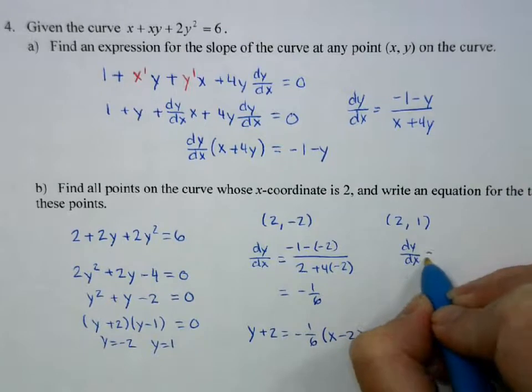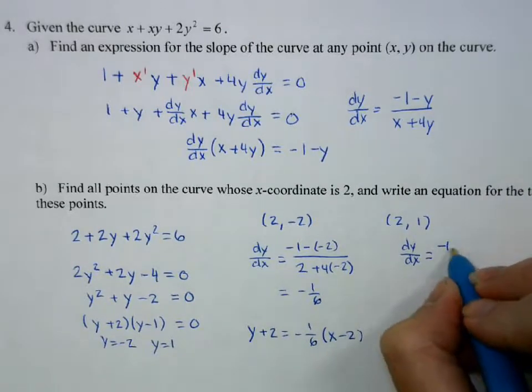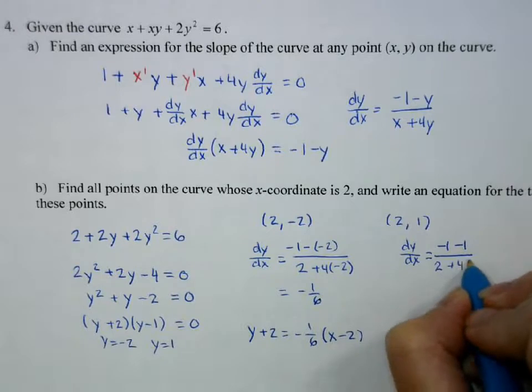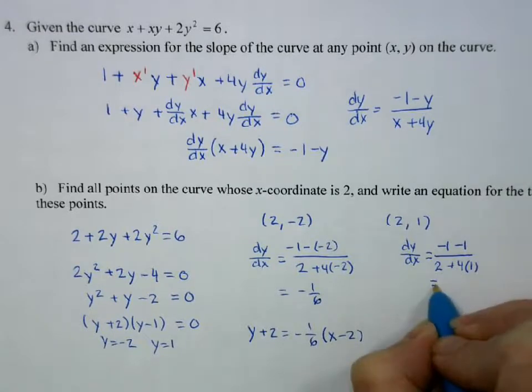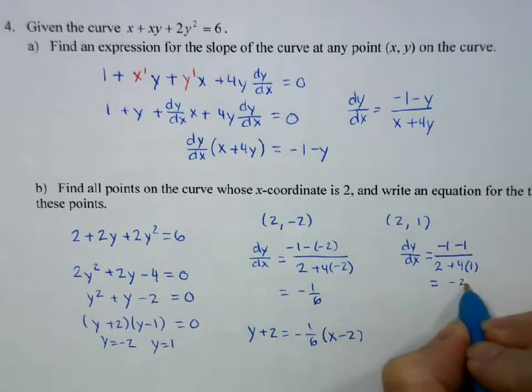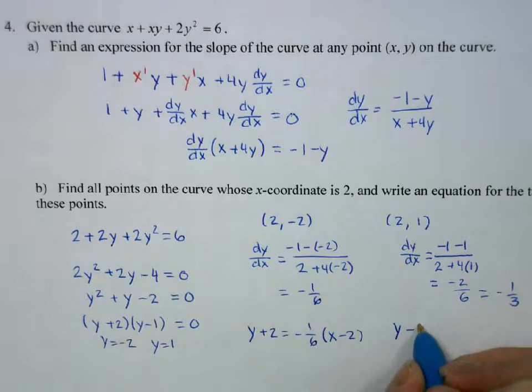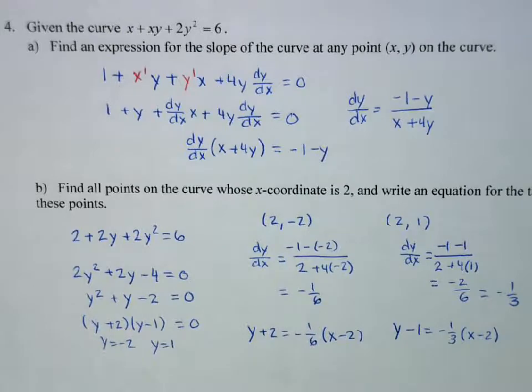This one is going to be negative 1 minus 1 over 2 plus 4 times 1, which is going to be negative 2 over 6, or negative 1/3. So my second tangent line is going to be y minus 1 equals negative 1/3 x minus 2.